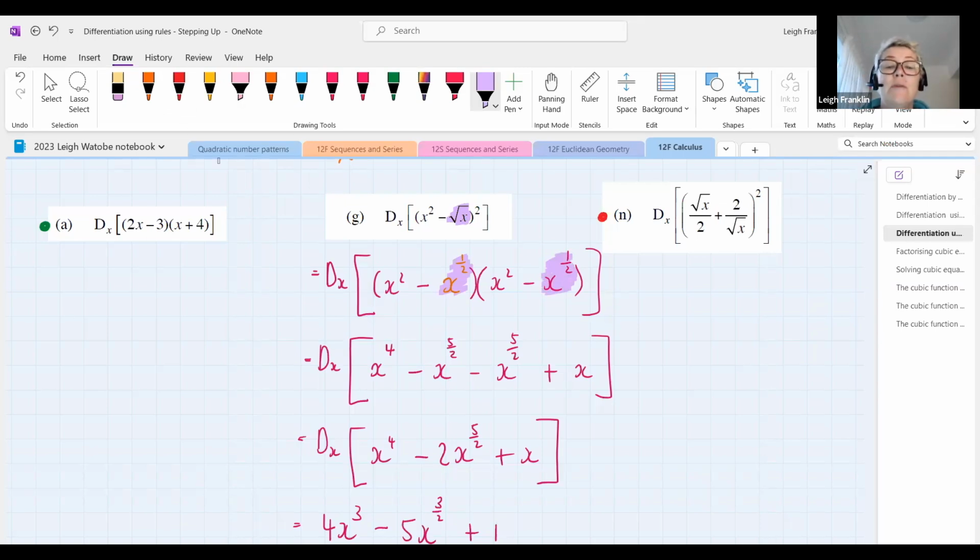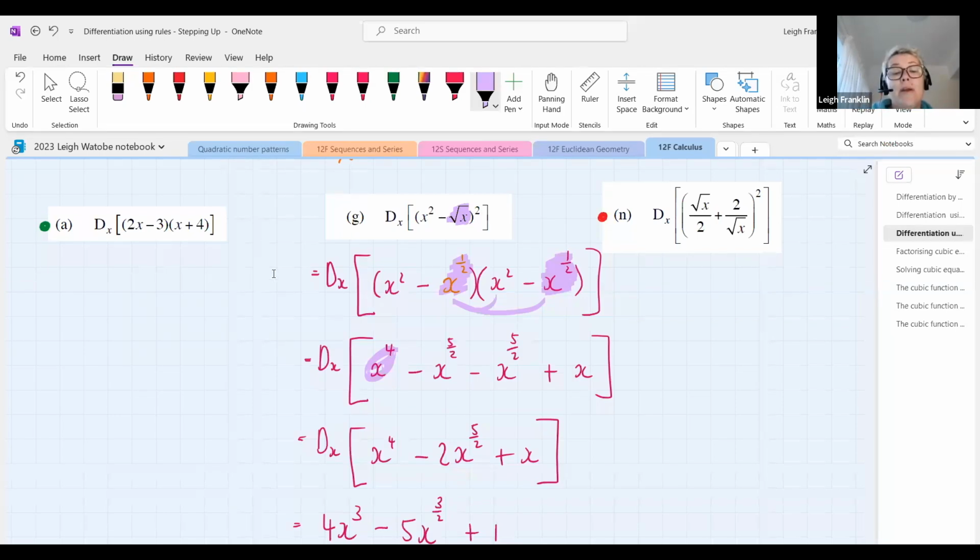So first, outers, inners, lasts. x squared times x squared is x to the power of 4. Then x squared times negative x to the power of a half gives us minus x to the 5 over 2, as do the inner terms. And then last times last gives us plus x. Remember, when you multiply like bases, you add your exponents. Then I collected my middle terms and I got minus 2x to the power of 5 over 2.